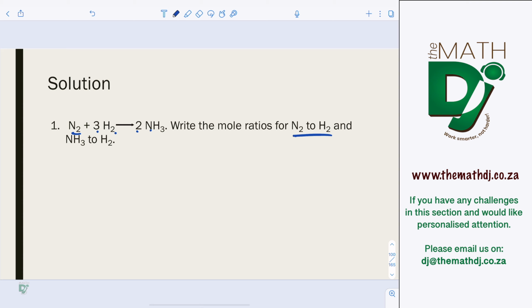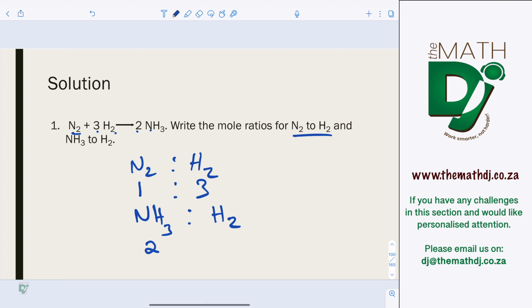So we want nitrogen to hydrogen. Here there's 1 to 3. So this is the molar ratio. Then for the other one, it's ammonia, NH3, to hydrogen. So you take a 2 from here, 2 to 3. So this is the mole ratio. If you came up with this, then you did it correctly.